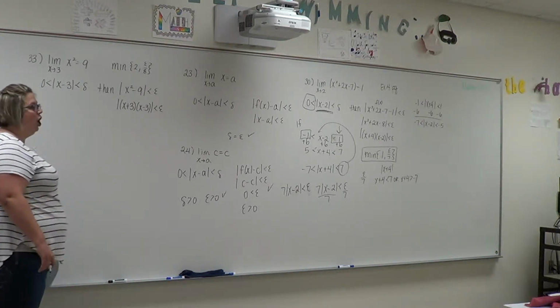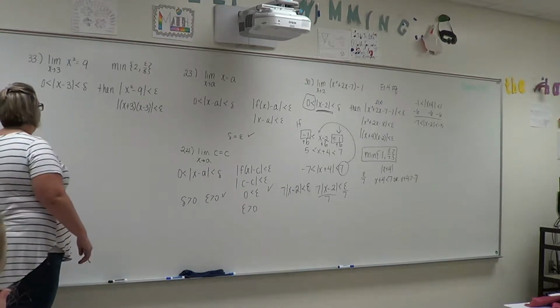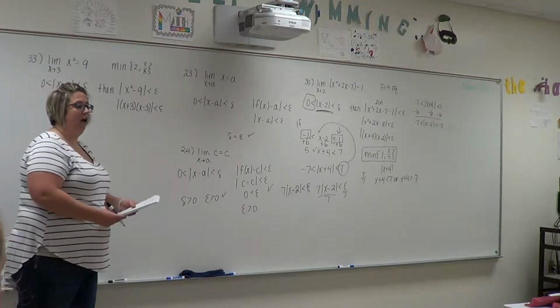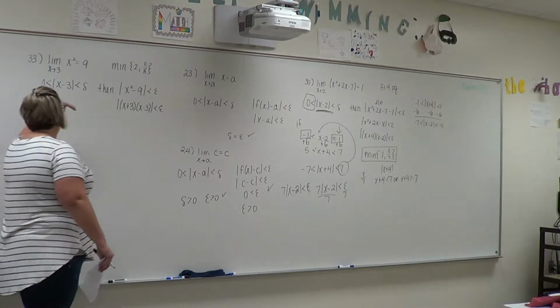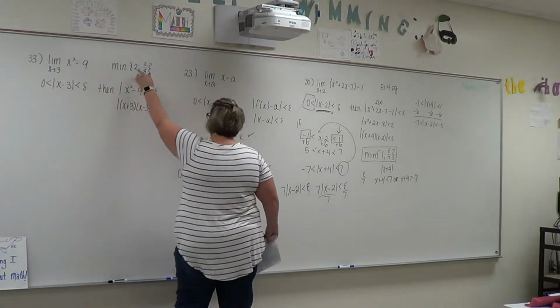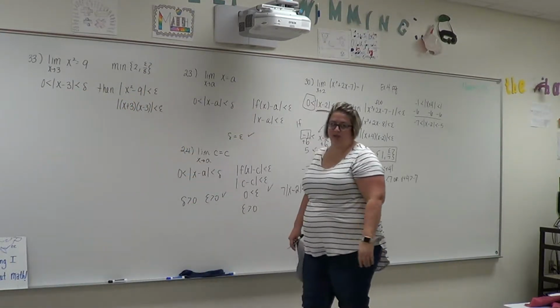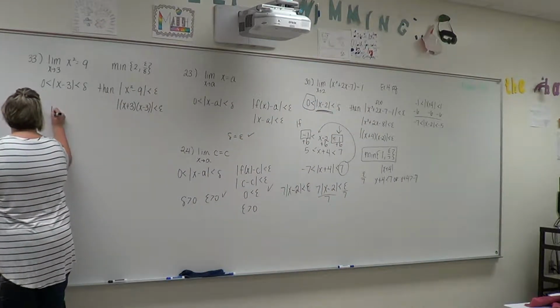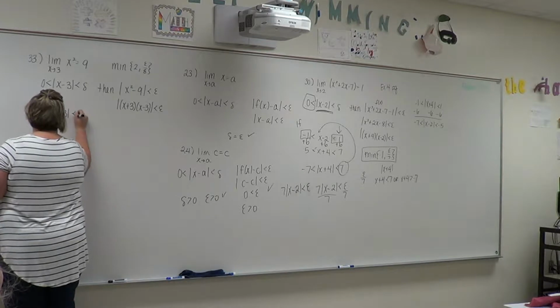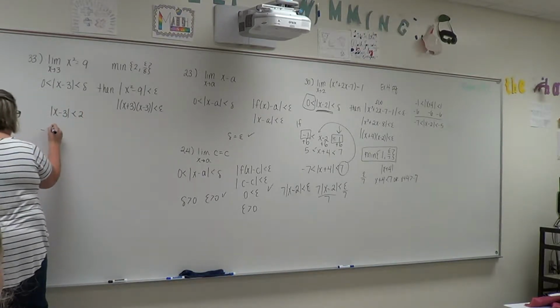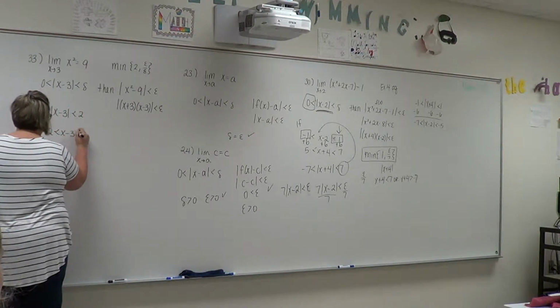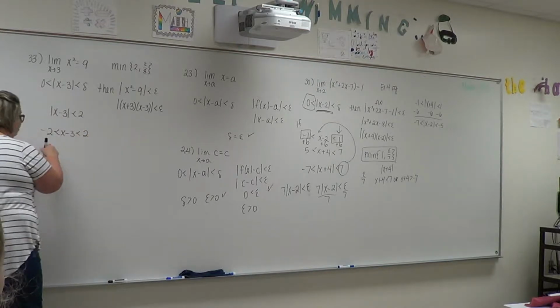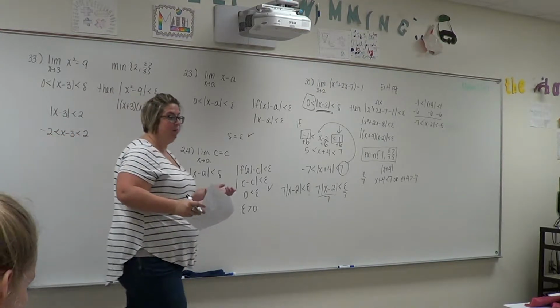Okay, now we know that the minimum is either 2, whatever we're choosing. We know that delta is the minimum of either 2 or epsilon over 8, whichever one is the smallest. So we're trying to find epsilon over 8, and we know that this is less than 2, whereas your inequality would be this. If you have that, then technically the number could be between -2 and 2.